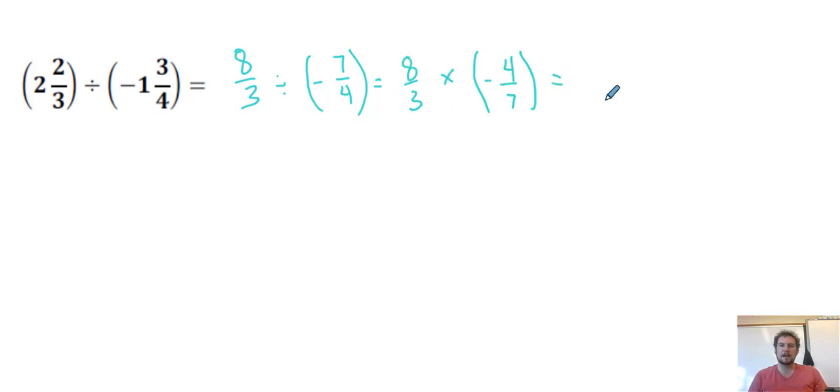Positive multiplied by a negative is going to give me a negative answer, and now just multiply across the top and multiply across the bottom. So 32 over 21, or negative 32 over 21.